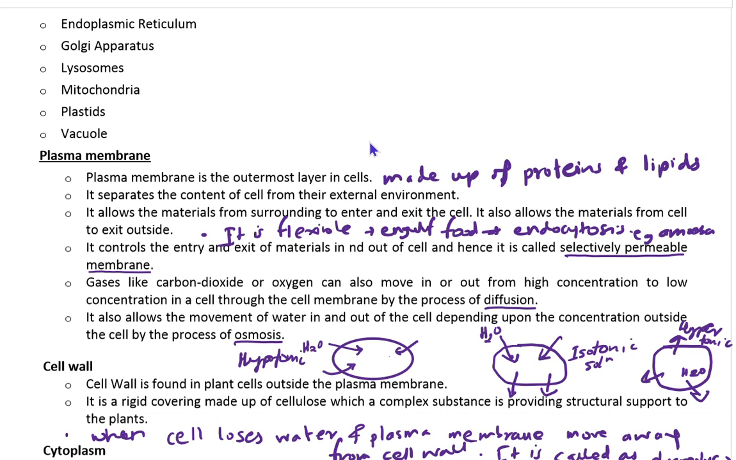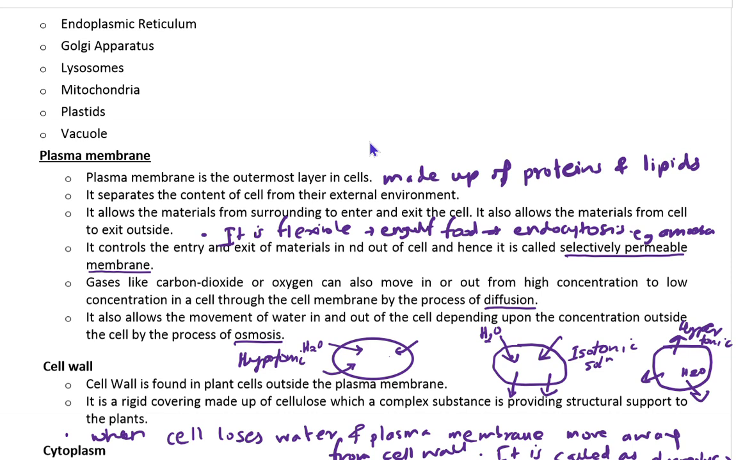The membrane of a cell separates its internal structure from its external environment. It allows the movement of some substances inside the cell and some substances outside the cell. So it also allows entry and exit of selective substances, and hence it is called a selectively permeable membrane. Now this plasma membrane is flexible.